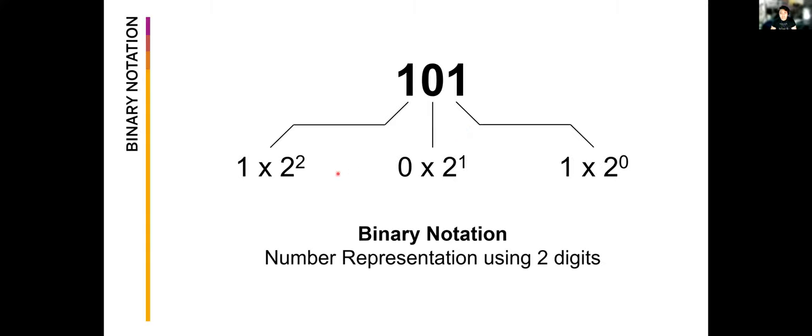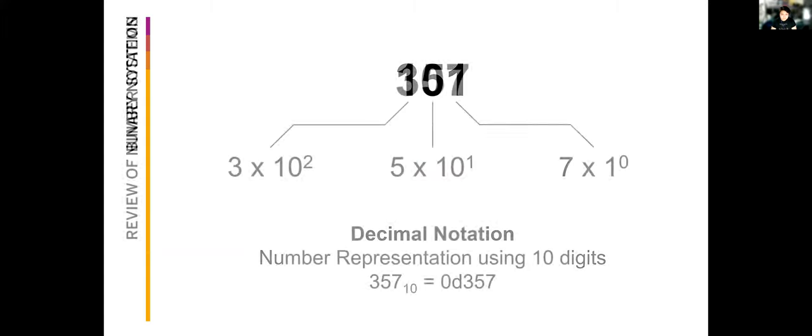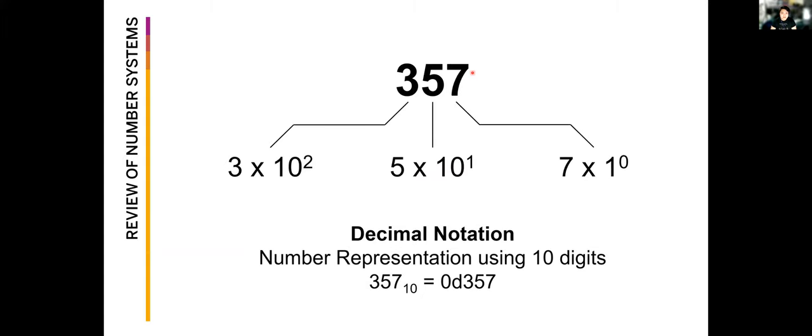Now, earlier we can go back to 357 by simply adding these 3, right? So 3 times 10 squared equals 300, 5 times 10 to the 1 equals 50, 7 times 10 to the 0 is 7. So 300 plus 50 plus 7 is 357.